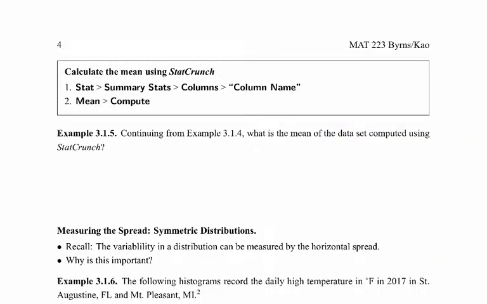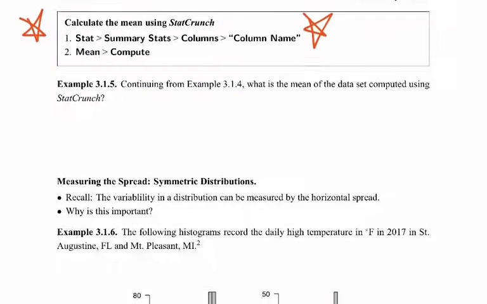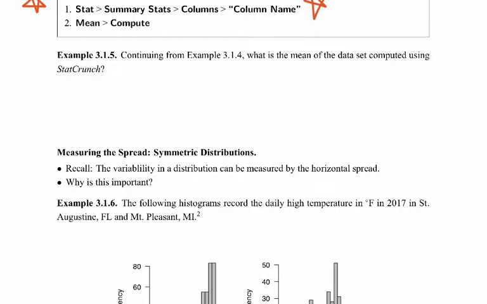So how do we calculate the mean using StatCrunch? Pay attention to these directions because this is what you're going to follow. Once you have your data in a particular column, you're going to go to Stat, Summary Stats, and then Columns, select the column, and then click on Mean and Compute. You'll see this when you're working on the homework or when we're in class. We'll practice this together. So continuing from example 3.14, what is the mean of the data set computed using StatCrunch? Again, you don't have StatCrunch in front of you, but I believe the answer was about the same. I think it was about $2.75, and it should be the same whichever way we're doing it.